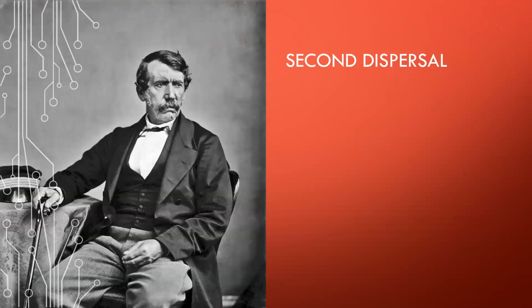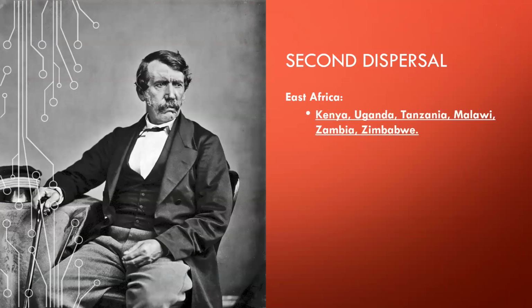In the second dispersal, we can also talk about East Africa. East African countries include Kenya, Uganda, Tanzania, Malawi, Zambia, and Zimbabwe. These countries were extensively settled by British colonists from the 1850s onwards. So again, we're talking about the 18th and 19th centuries for the second dispersal.